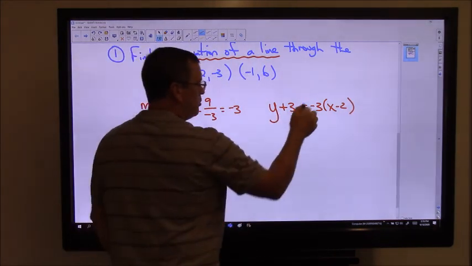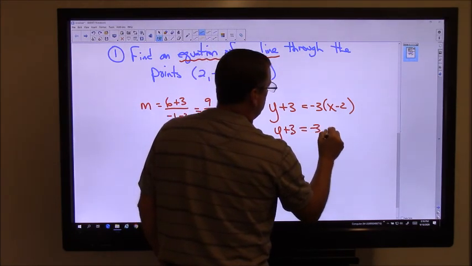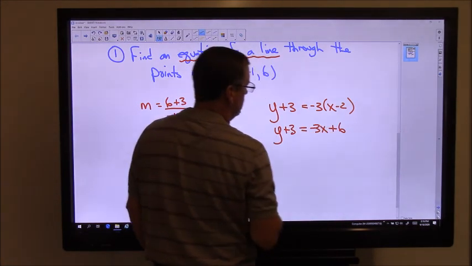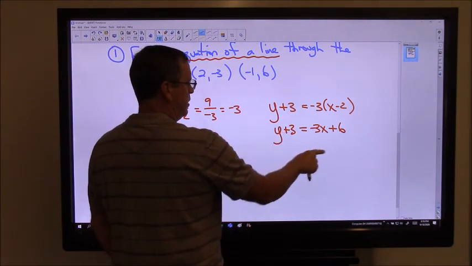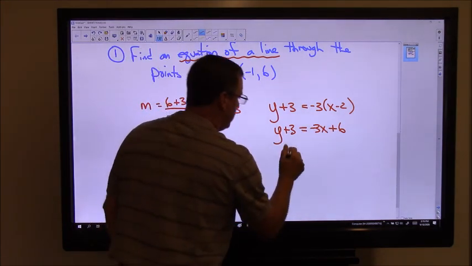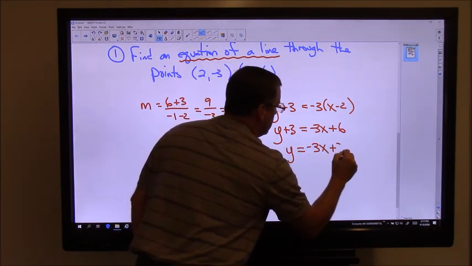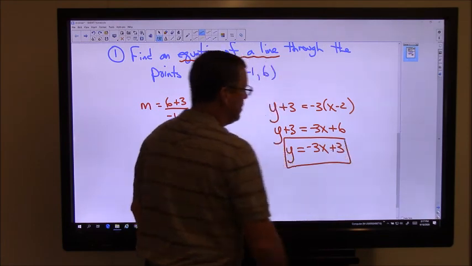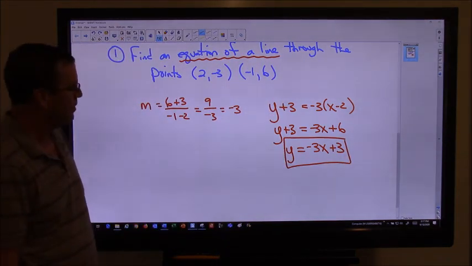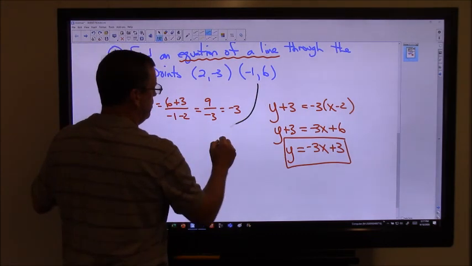And so now I need to distribute that, so I get y plus 3 equals a negative 3x plus 6. And now when I move this 3 to the other side, I do the opposite. So I'm going to subtract 3 from that. So I get y equals a negative 3x plus 3. There's my equation.